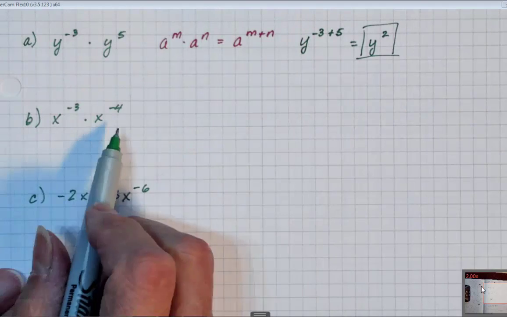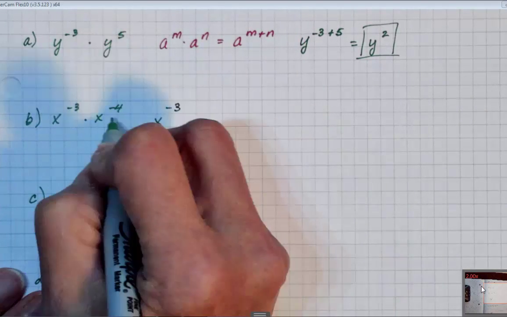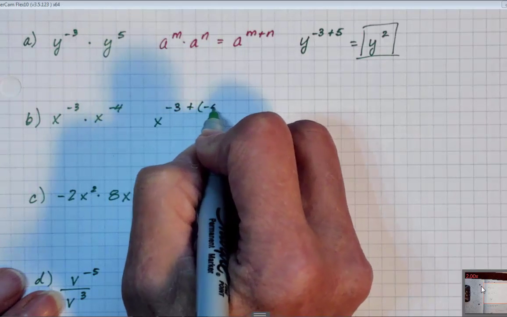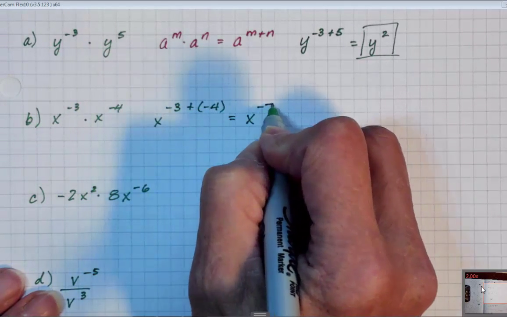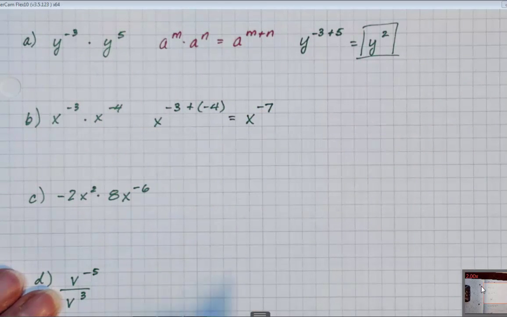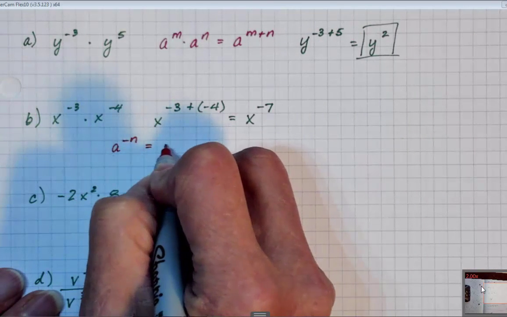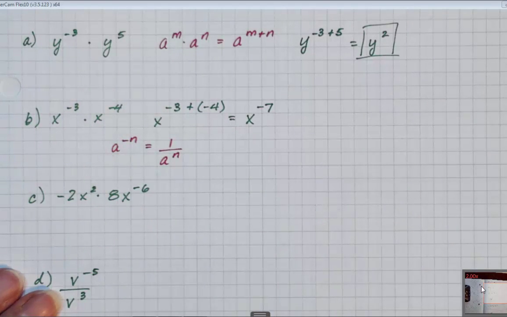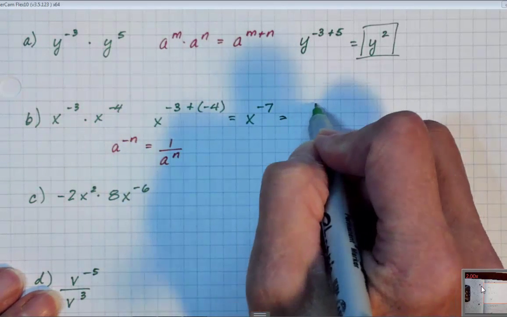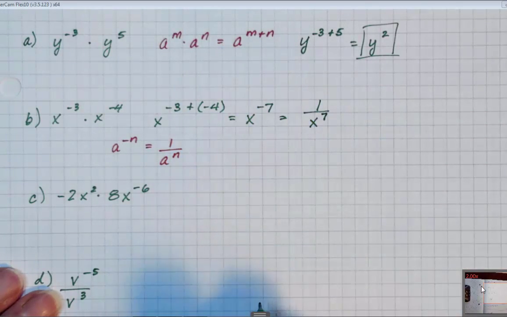The next problem, we're going to do the same thing. We're going to take x to the negative 3, and we're going to add negative 4. Negative 3 plus negative 4 gives me negative 7. I don't want to leave my answer with a negative exponent. I'm going to use the rule which says a to the negative exponent is the same as 1 over a to a positive exponent. So I'm going to use that rule over here, and I'm going to make this 1 over x to the 7th.